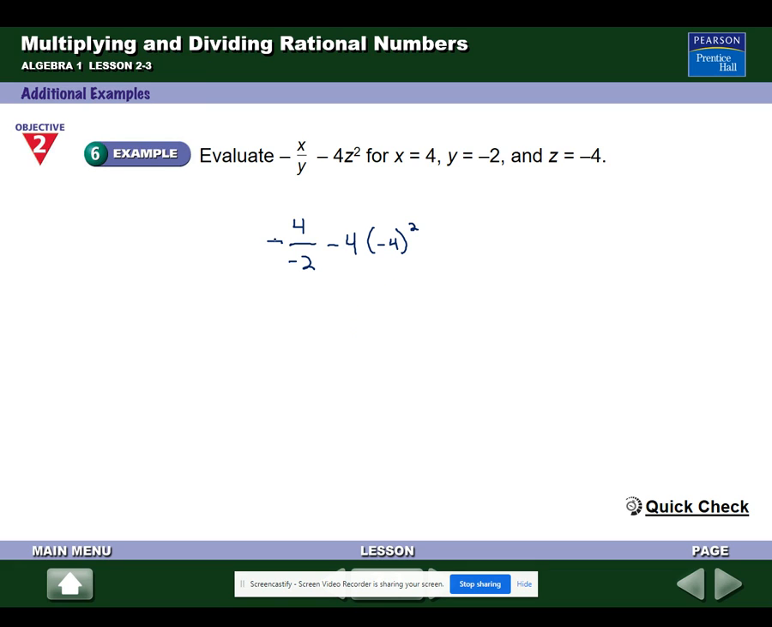Okay, now let's simplify here and let's simplify here if we can. This is -4 over -2. That means negative is going to be positive. 4 over 2 is 2. Minus 4, and similar to the last problem, this -4 is being raised to an even power. That's going to be 16. -4 times -4 would be positive 16. And now we just need to subtract 2 minus 64, because 4 times 16 is 64. That would be -62.